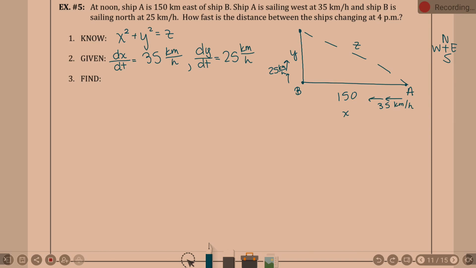How fast is the distance between the ships changing at 4 p.m.? What are we trying to find? dz/dt, evaluated at 4 p.m. T equals 4. Well, is it 4? Double check yourself. Noon, 1, 2, 3.